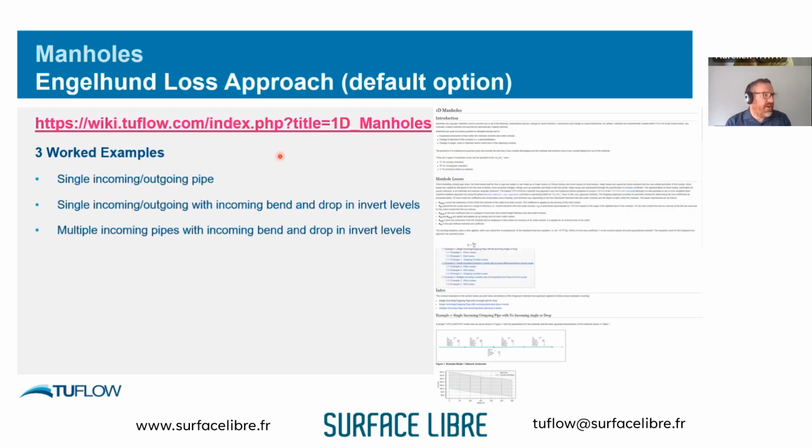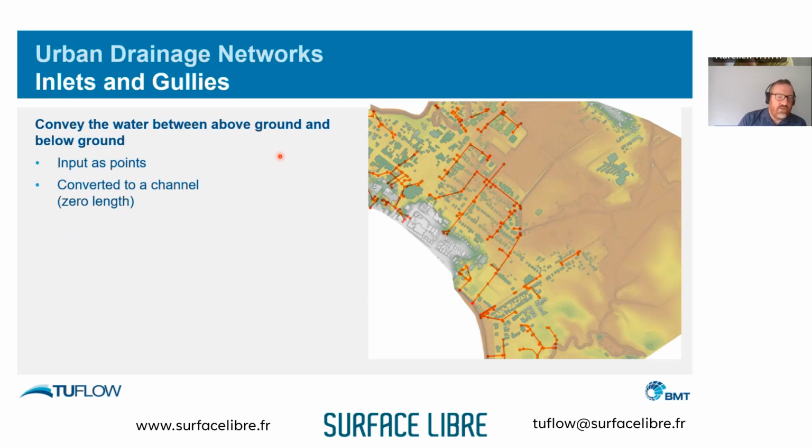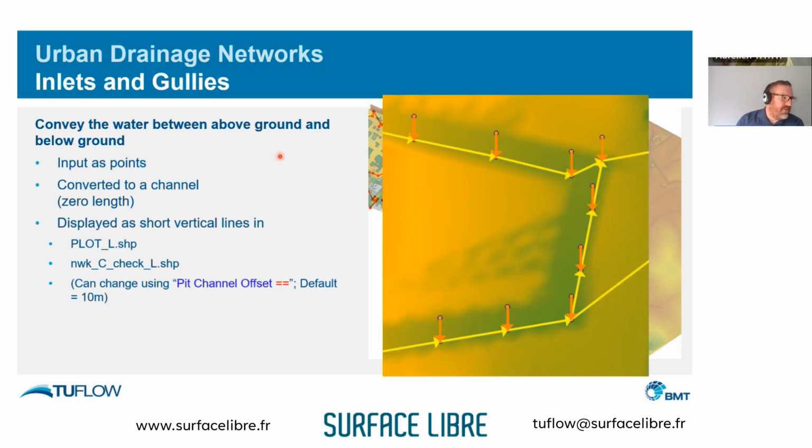So we've got the nodes, we've got the manholes, and then we've got the inlets and gullies, or in Tuflow terminology, the pits. And these are what convey the water between the above ground and below ground. As I mentioned, these are input as points, but within Tuflow, they get converted to a channel. If you view the results, you'll see that they have this little offset line.